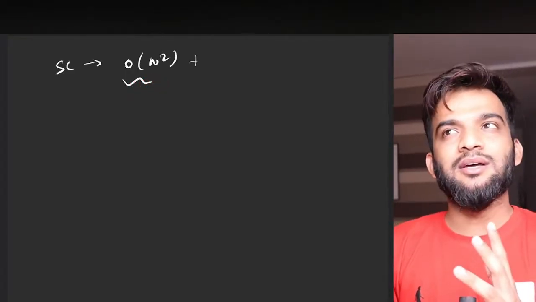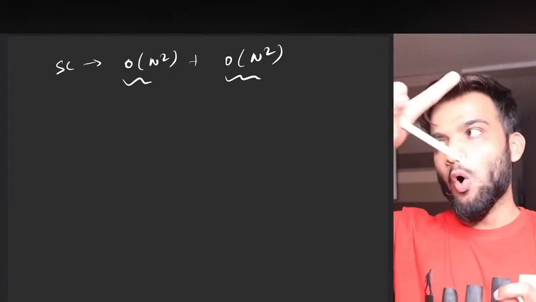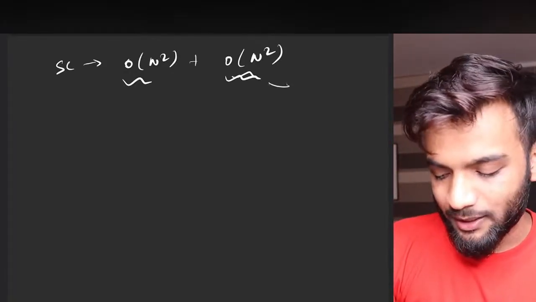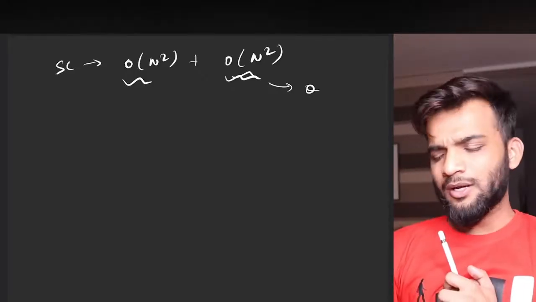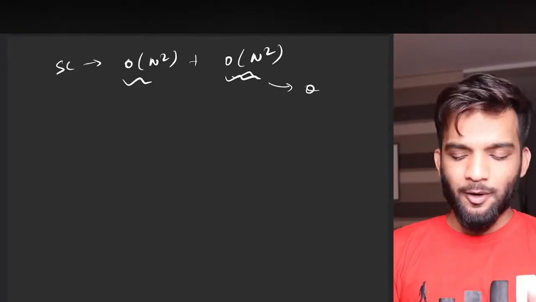Is there any other space? There is a queue space, at max n square queue space. If all of these guys are connected, the queue might end up taking n square space, but that is a very, very rare case. That's not going to happen. So yeah, we can say the space complexity is near about big O of n square.